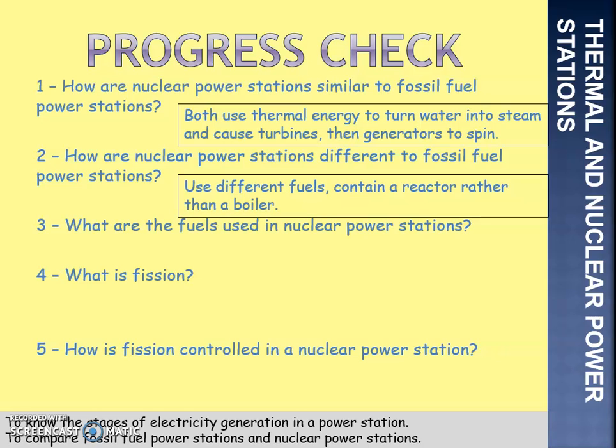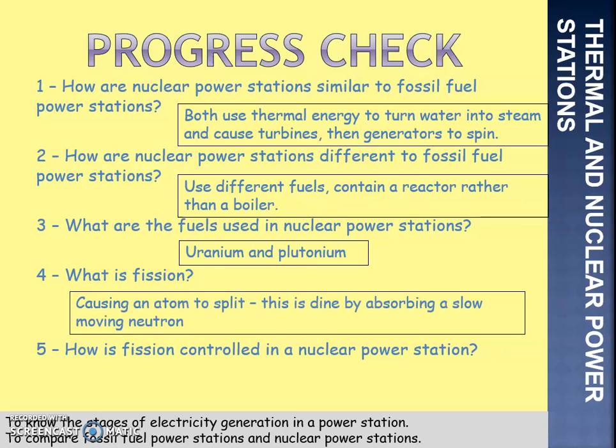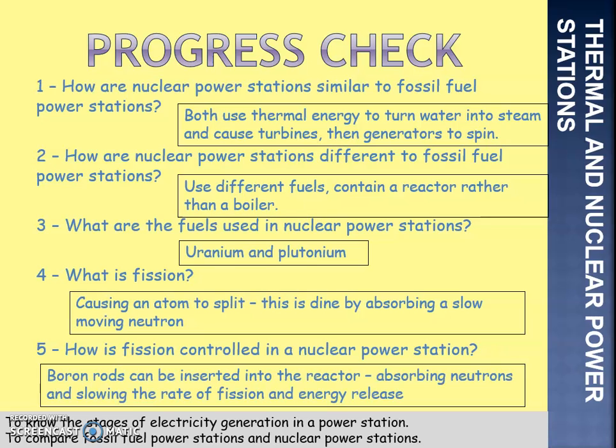What are the fuels used in nuclear power stations? Uranium and plutonium. What's fission? Fission is causing an atom to split, and this is done by absorbing a slow-moving neutron. When that atom splits, it releases huge amounts of energy, and that's what we can use to heat the water into steam. How's fission controlled in a nuclear power station? Boron rods can be inserted into the reactor, absorbing neutrons, slowing the rate of fission, and therefore the energy released.